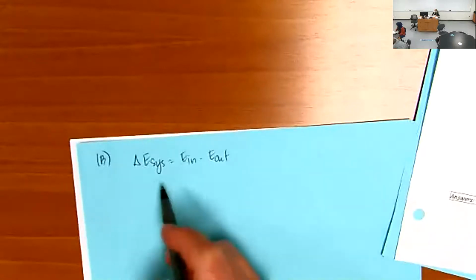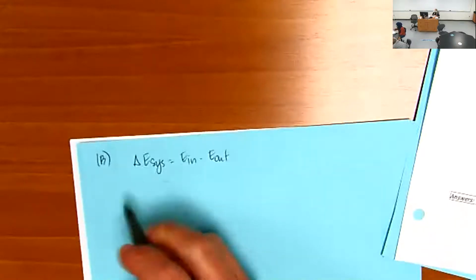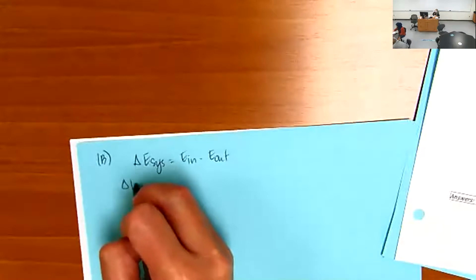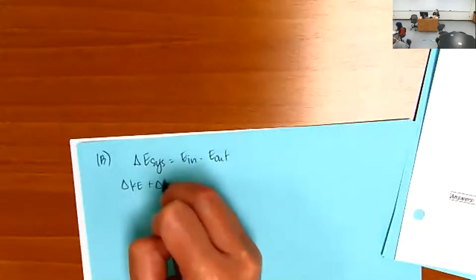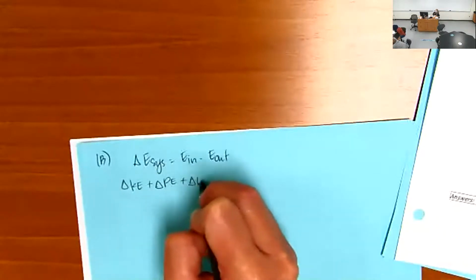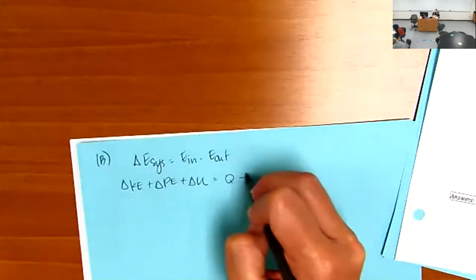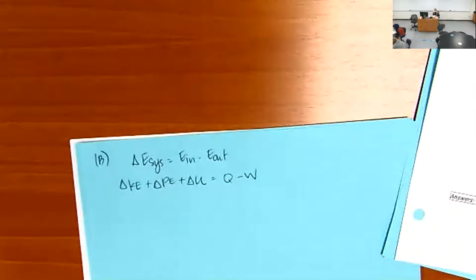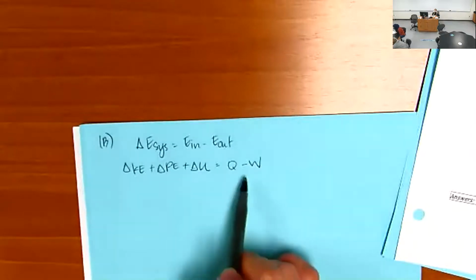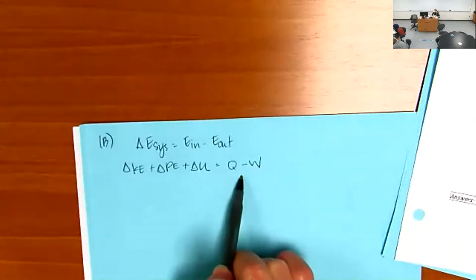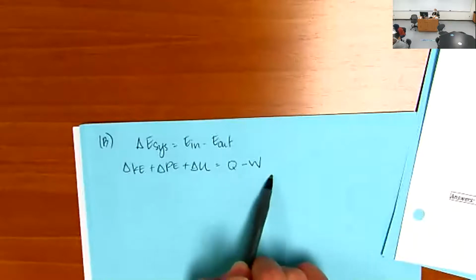Our change in energy of our system here is going to be this change in kinetic energy plus our change in potential energy plus our change in internal energy. And energy in and energy out is going to be heat minus work. So this minus here is arbitrary. It's essentially saying heat plus negative work.